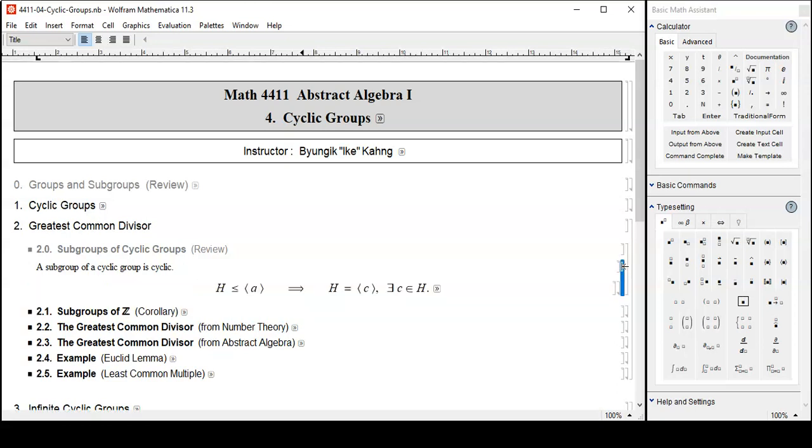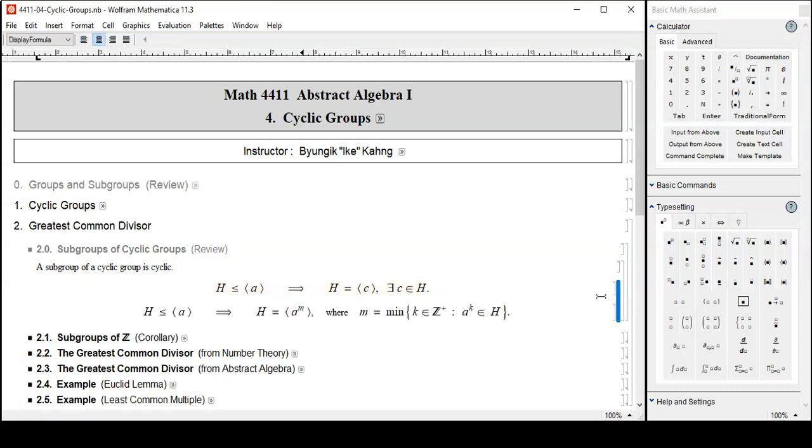Symbolically, we can rewrite it like this. Start from a cyclic group generated by a certain element a and an arbitrary subgroup H from there. Then the theorem says H is also cyclic, generated by a certain element c. Now the question here is, of course, how do you find such c?